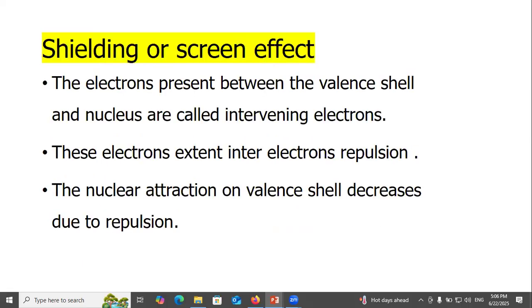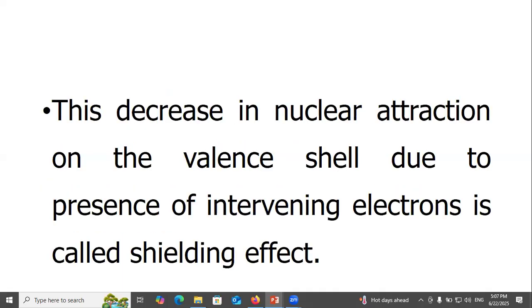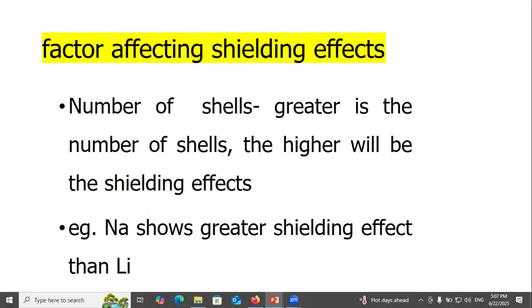Shielding or screening effect: the electrons present between the valence shell and the nucleus are called intervening electrons. These electrons cause inter-electronic repulsion. The nuclear attraction on the valence shell decreases due to this repulsion. The decrease in nuclear attraction on the valence shell due to the presence of intervening electrons is called the shielding effect.